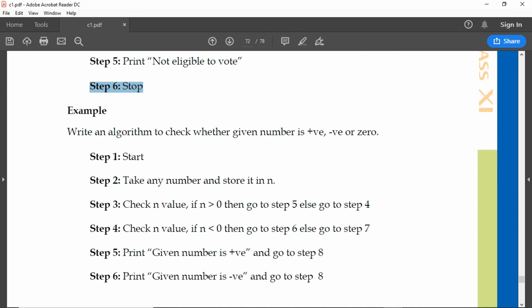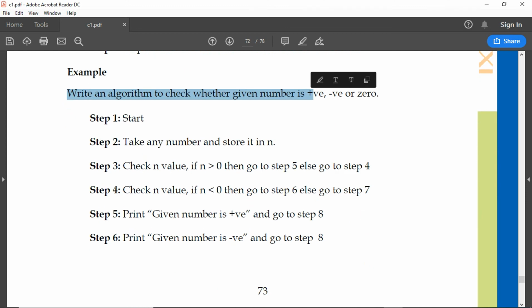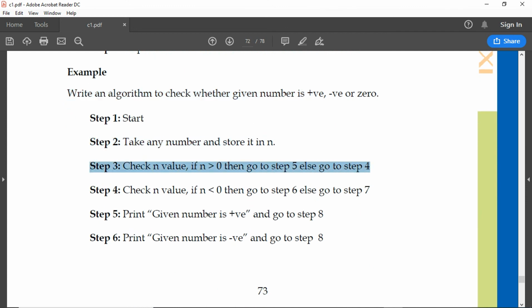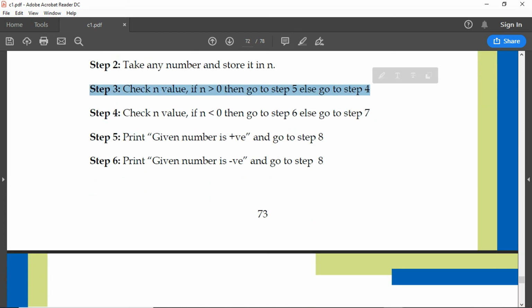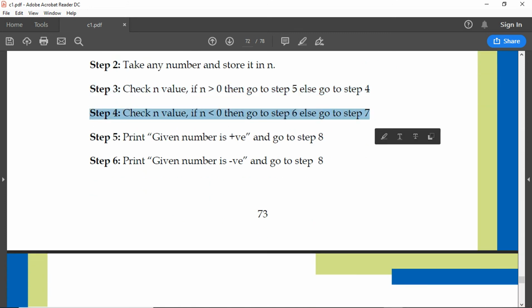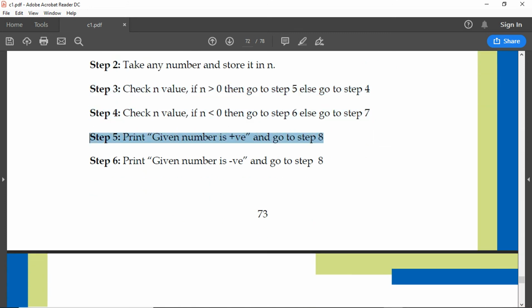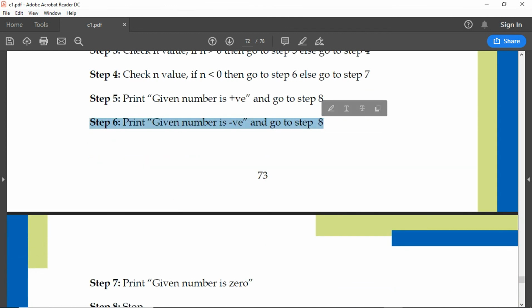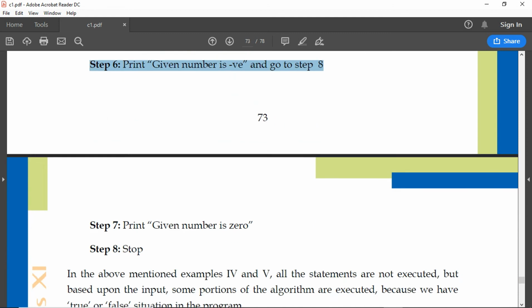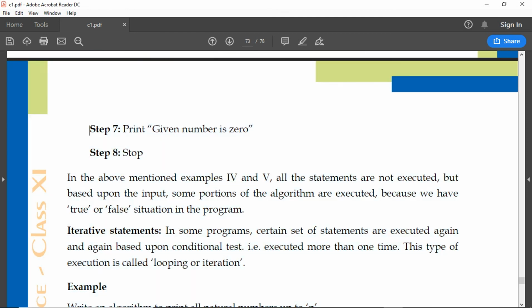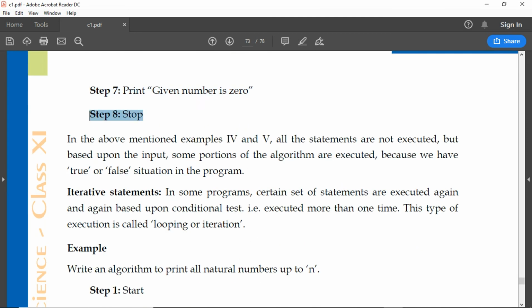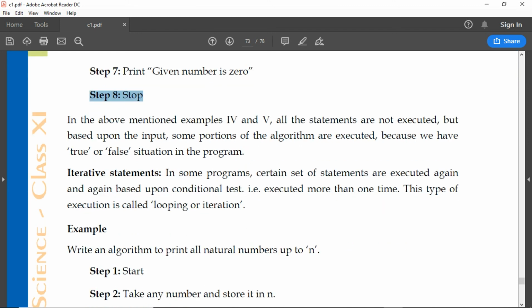Example. Write an algorithm to check whether a given number is positive, negative, or 0. Step 1, start. Step 2, take any number and store it in N. Step 3, check N value. If N is greater than 0, then go to step 5, else go to step 4. Step 4, check N value. If N is less than 0, then go to step 6, else go to step 7. Step 5, print given number is positive and go to step 8. Step 6, print given number is negative and go to step 8. Step 7, print given number is 0.